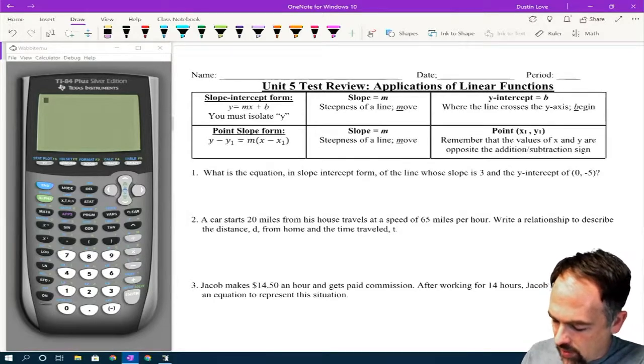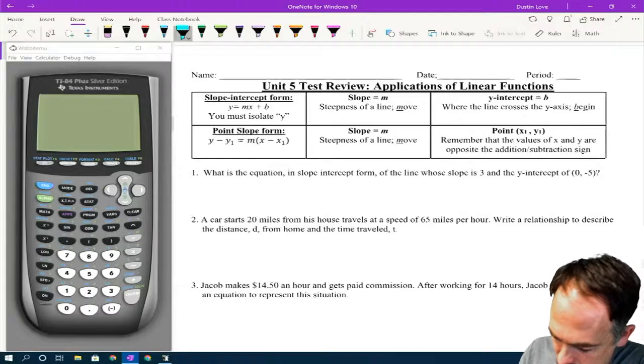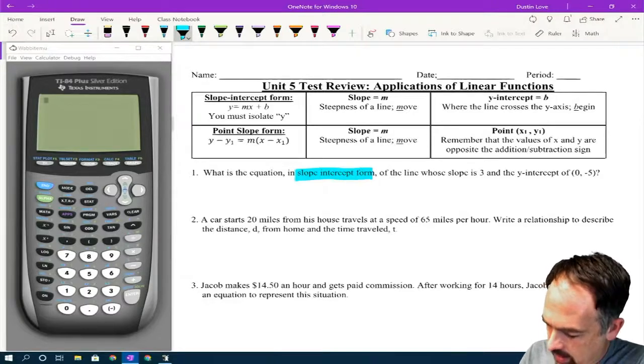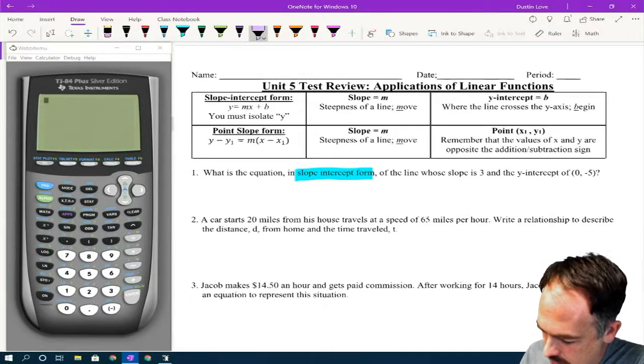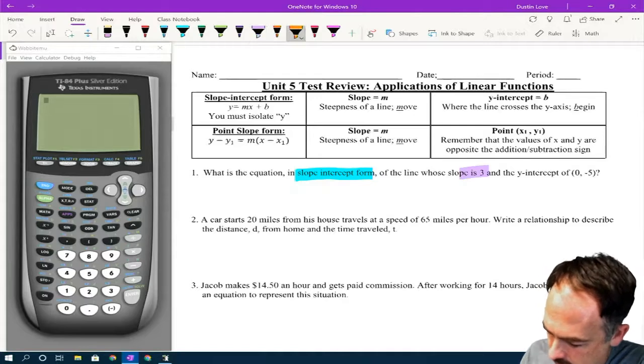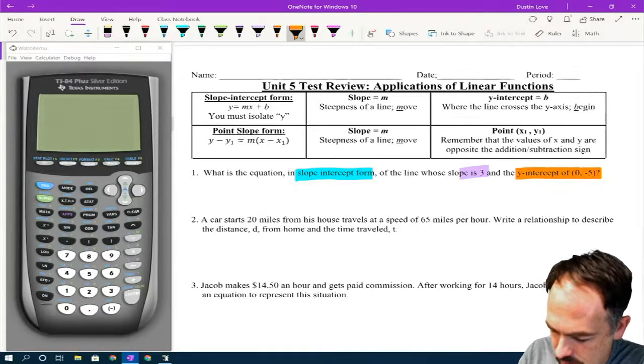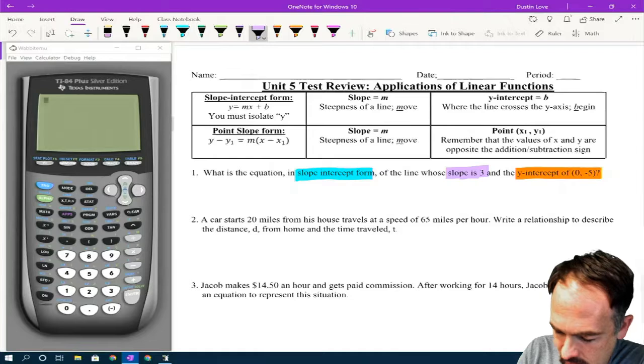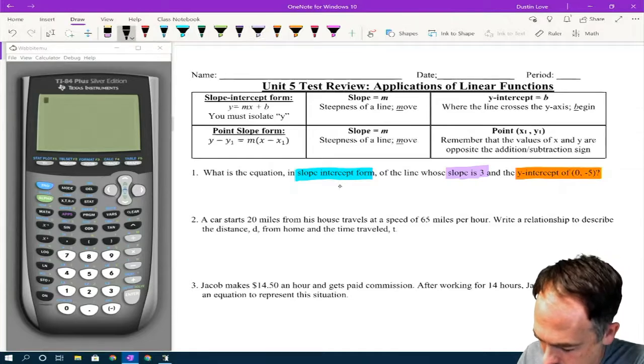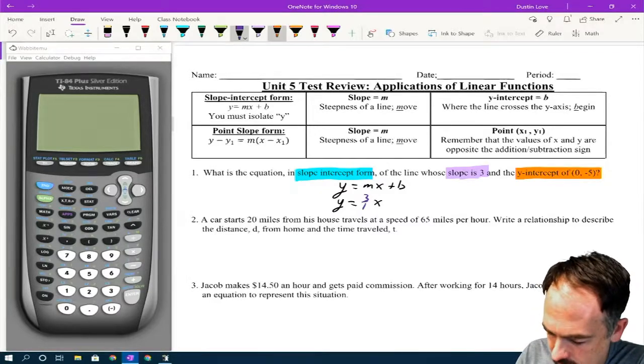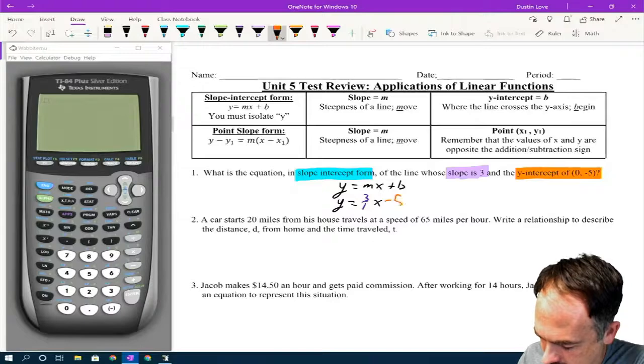So first off, what is the equation in slope-intercept form of a line whose slope is 3 and whose y-intercept is (0, -5)? So I'm going to jump in and do y = mx + b. So y = m is 3 over 1, and b is -5.